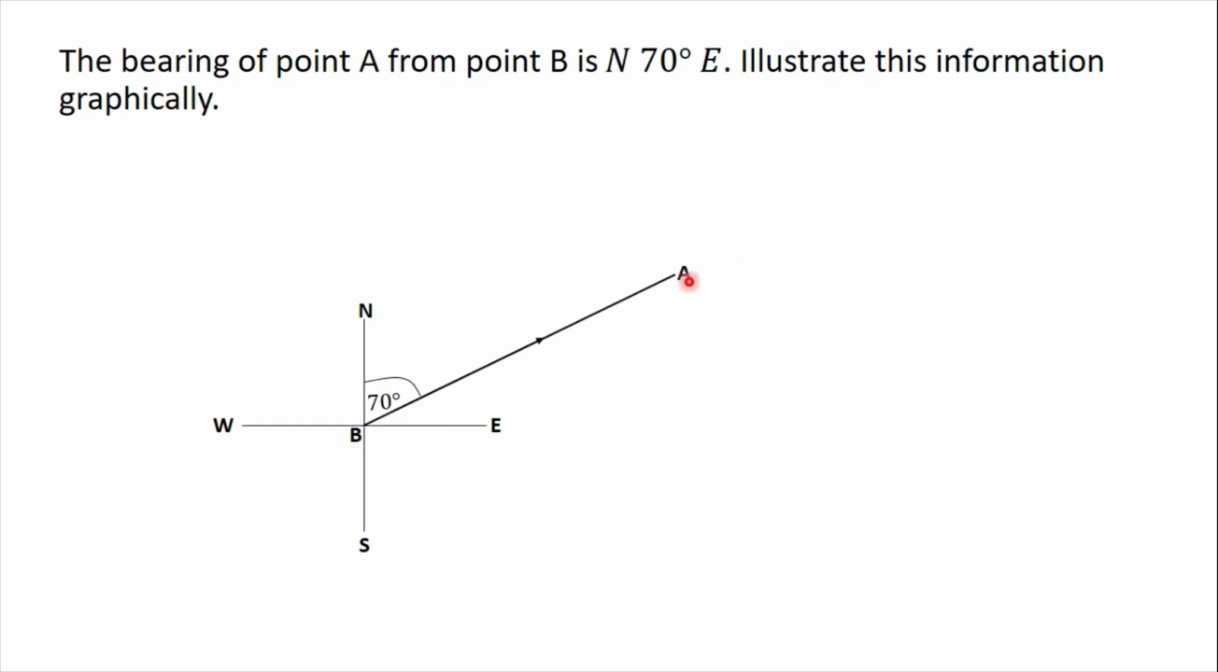Our ending point is point A, because the question told us to represent the bearing of point A from point B on the diagram. So our starting point is point B and our ending point is point A. The bearing is north, 70 degrees east. So when you are given a question like this, to represent on the diagram, the first thing you need to do is to draw the diagram. You indicate your starting point, you draw the bearing, then you indicate your ending point.